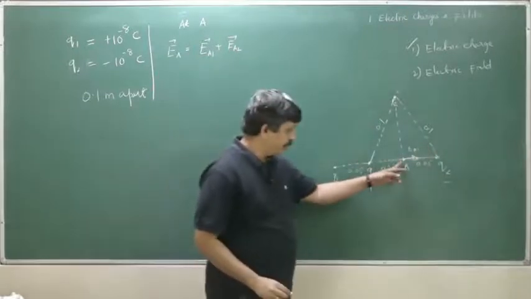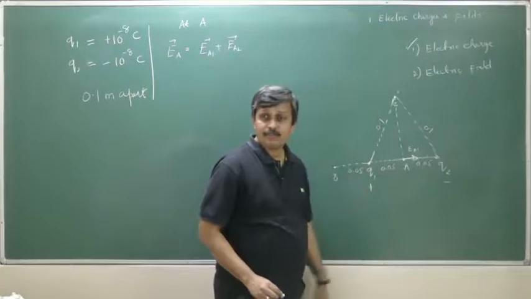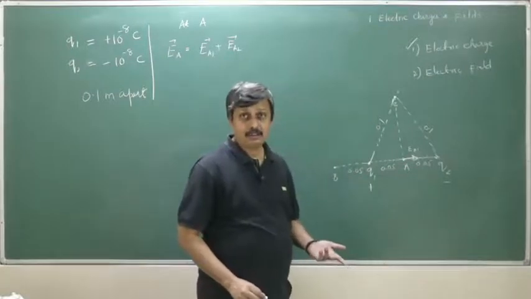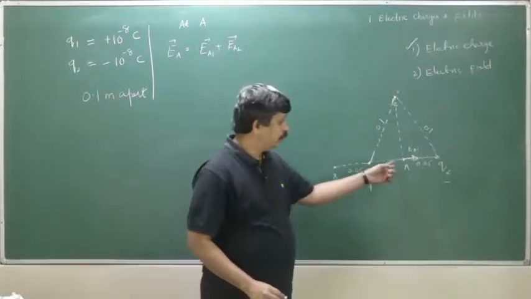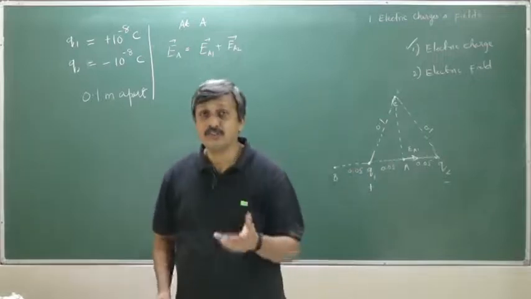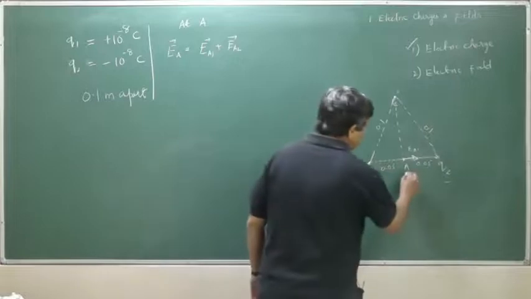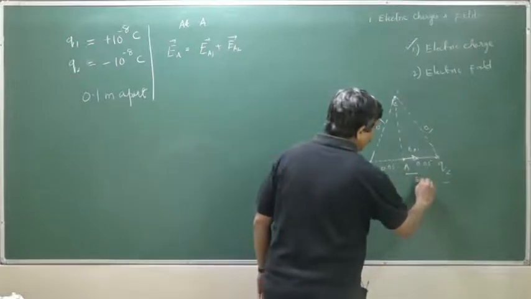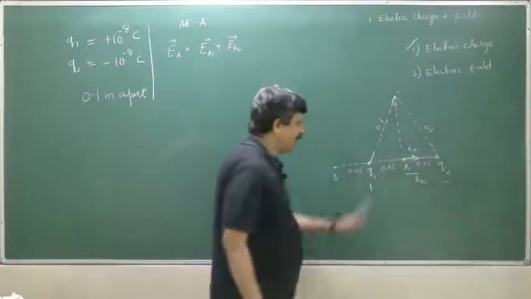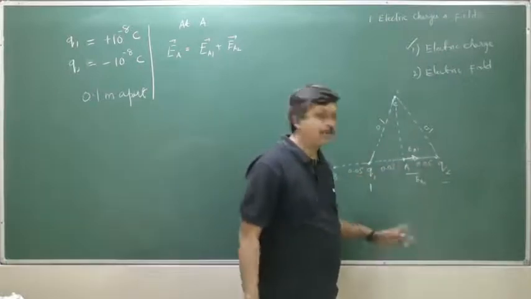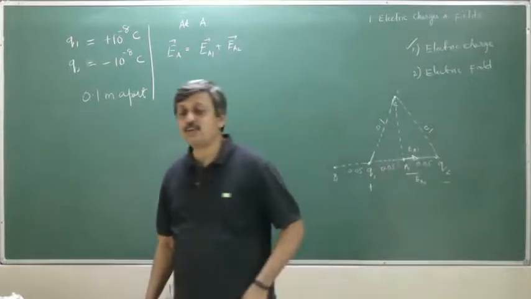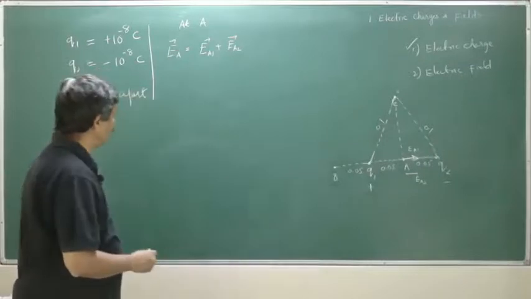From here, if you see, this is negative. For a negative, what happens? A positive charge actually gets attracted towards that, and hence EA2 is also in the same direction, and both of them will have exactly the same magnitude because it is at a distance of 0.05. So, let us calculate that.